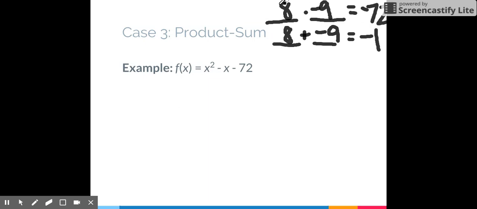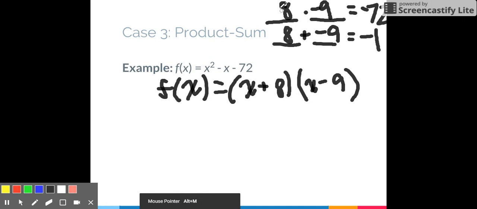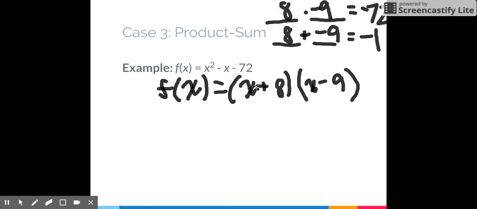What we do with this is we can immediately look at these two numbers and write our equation in factored form. So we do x plus 8 and then x minus 9. To make sure we did this correctly, again, do a quick mental distribution. You have x times x gives you x squared, x times negative 9 is negative 9x, 8 times x is 8x. Negative 9x plus 8x gives you the negative x, and then 8 times negative 9 is negative 72. So we've done that correctly. We've written something from standard form and went straight into factored form.